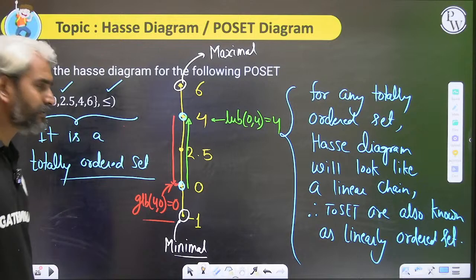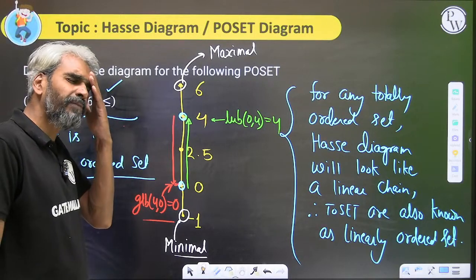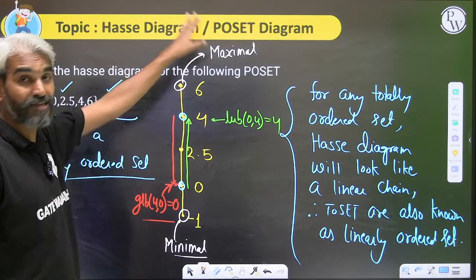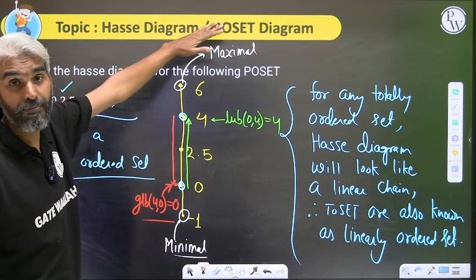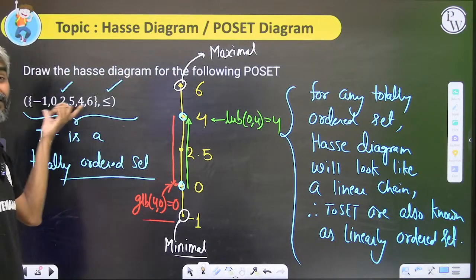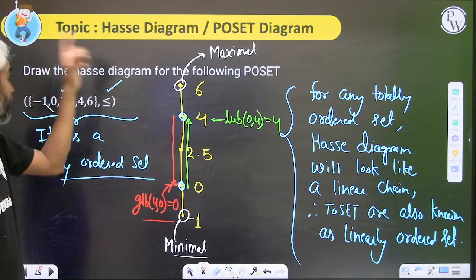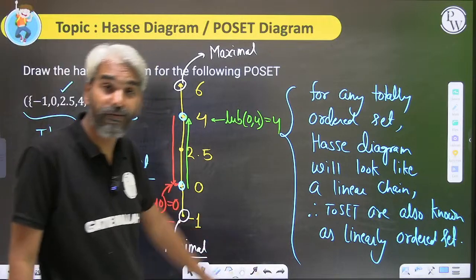See, the definition is quite clear: if there is no other element apart from itself which is at the upper side of that element, then that will be called a maximal element. So do we have any element in this poset which is on the upper side of 6 apart from 6 itself? No, therefore 6 is maximal.